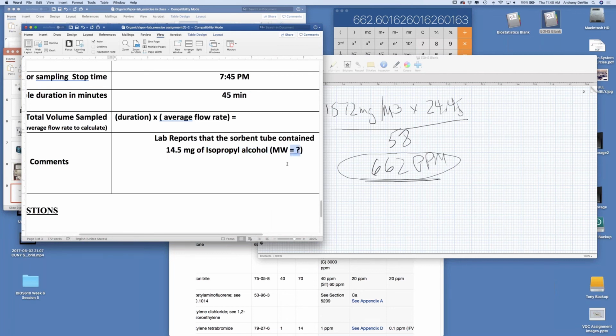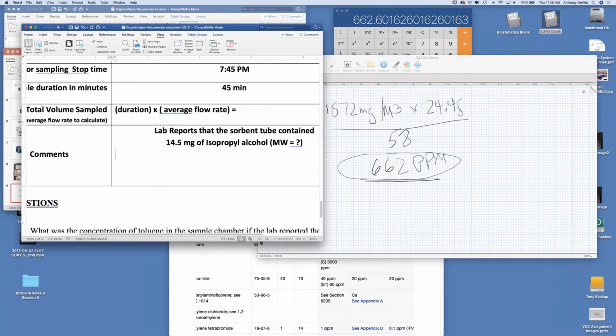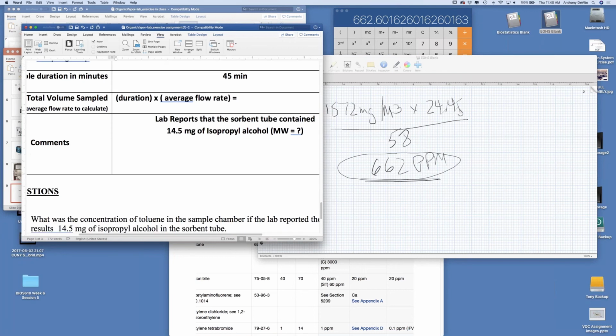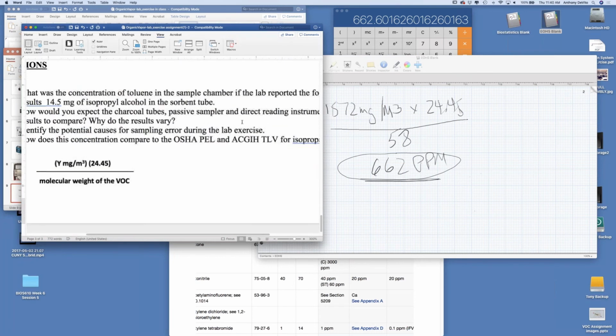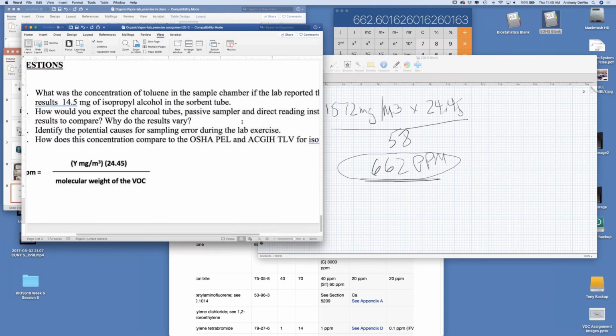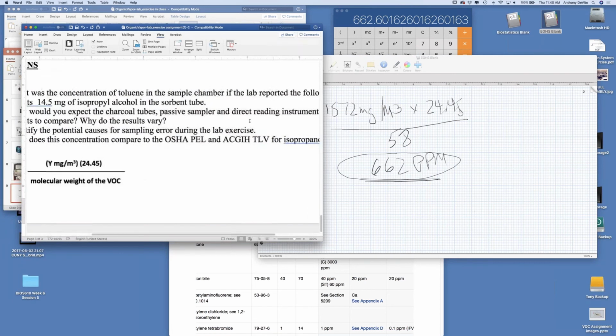which is going to have a different molecular weight. So I'm going to leave it to you to go through the same exercise we did before: calculate the molecular weight, convert the number of milligrams that you collect in your sampling tube, and how much would have been in a full cubic meter, 1,000 liters. And then go down here and answer a few questions about it. What was the concentration that you found? If the lab reported that amount in the sorbent tube, calculate that in ppm. How would you expect charcoal passive samplers and direct reading instruments to compare with this?